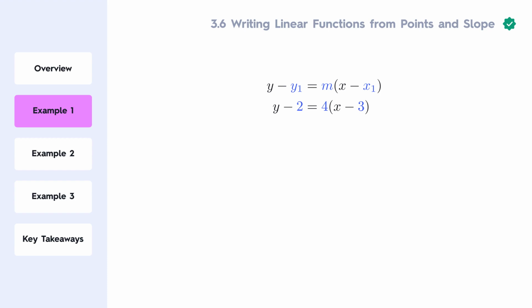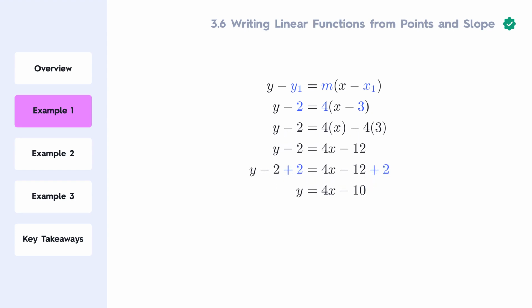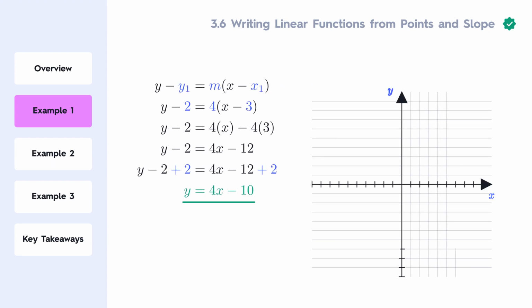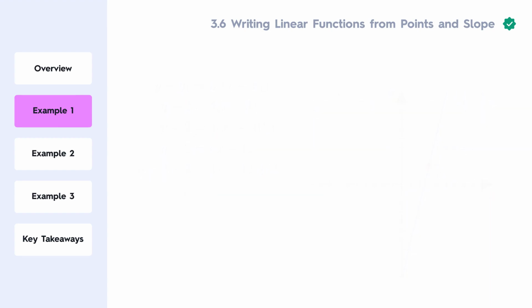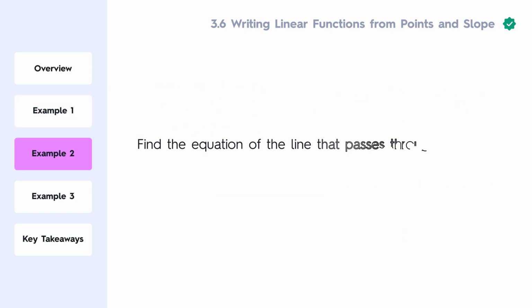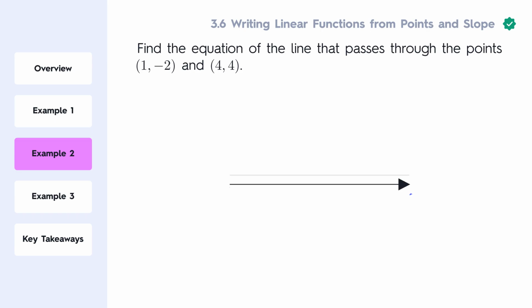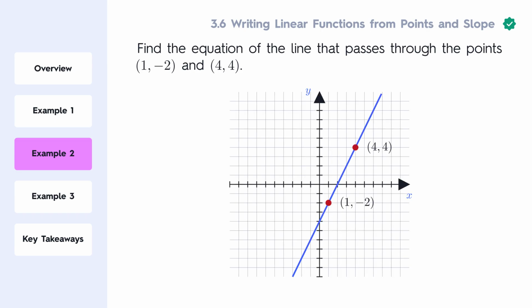Next, we'll simplify the equation. First, distribute the 4 on the right side. Now, add 2 to both sides to isolate y. That's it, the equation of the line that passes through (3, 2) with a slope of 4 is y equals 4x minus 10. Find the equation of the line that passes through the points (1, -2) and (4, 4).